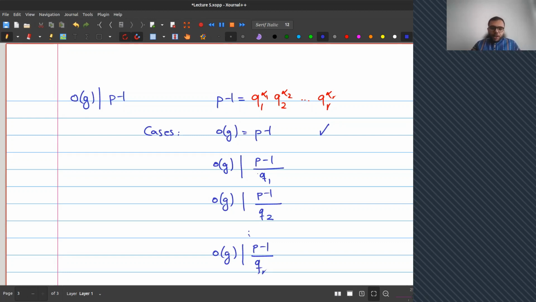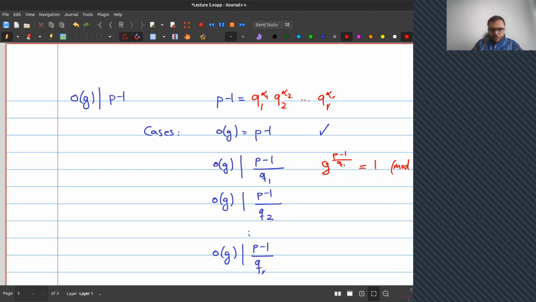So if I can rule out all of these cases, then I can be sure that my G is actually a primitive root. So how do I rule out all these cases? Well, to rule out, for example, this case, I just compute G to the power of P minus 1 over Q1. And of course, again, all of my calculations are modulo P. If this is 1 modulo P, then I know that the length of the cycle is at most this much. So the length of the cycle is not P minus 1. So I can say this G is not a primitive root.